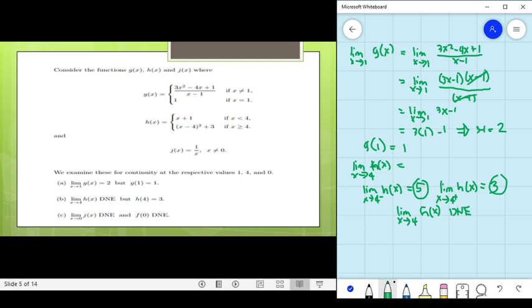Okay, for the third one, evaluating the limit of j of x as x approaches 0 from the right, does not exist. Because as it approaches 0, it is undefined. And then from the left, as it approaches 0, it is also undefined. So that's why the limit of j of x as x approaches 0 does not exist, and j of 0 also does not exist.